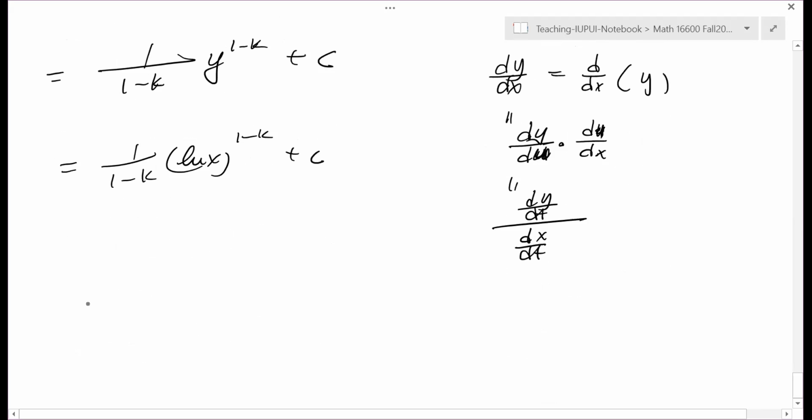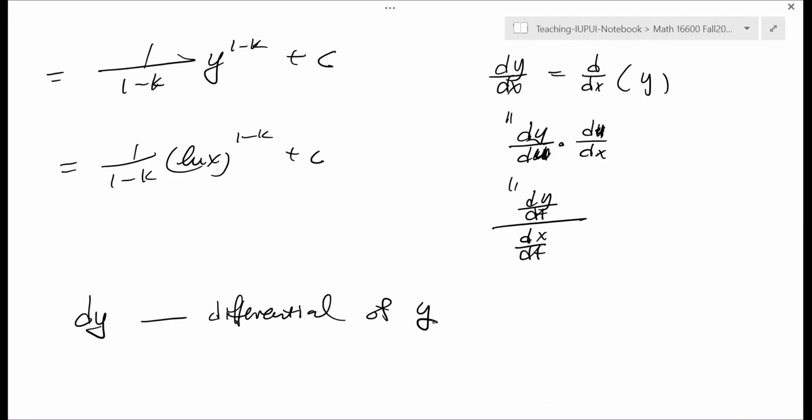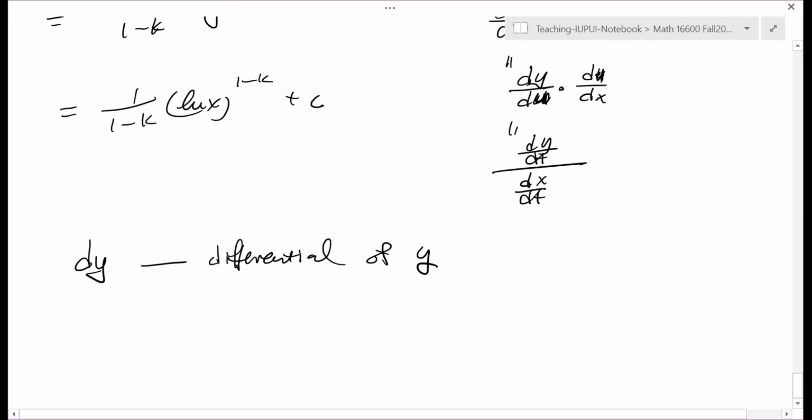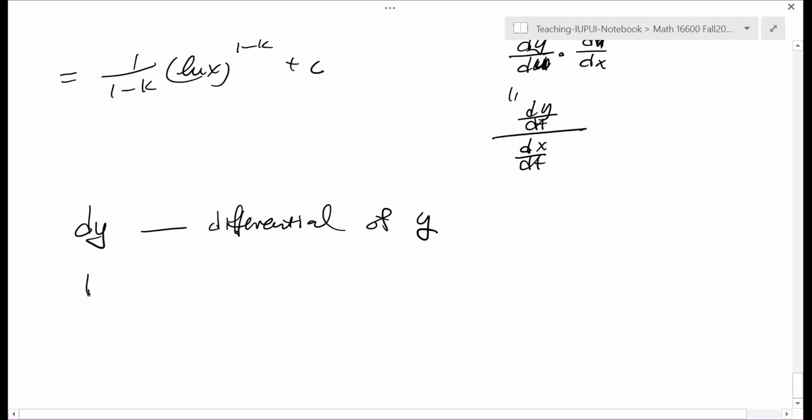So dy is called the differential of the variable y. In mathematics, it's not d times y, it's the differential y. It's a tiny bit of change in the variable y. And dy over dx is called the derivative of y with respect to x.